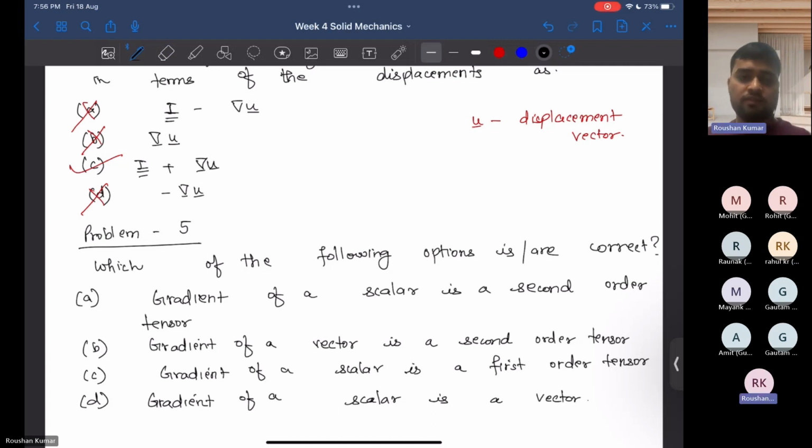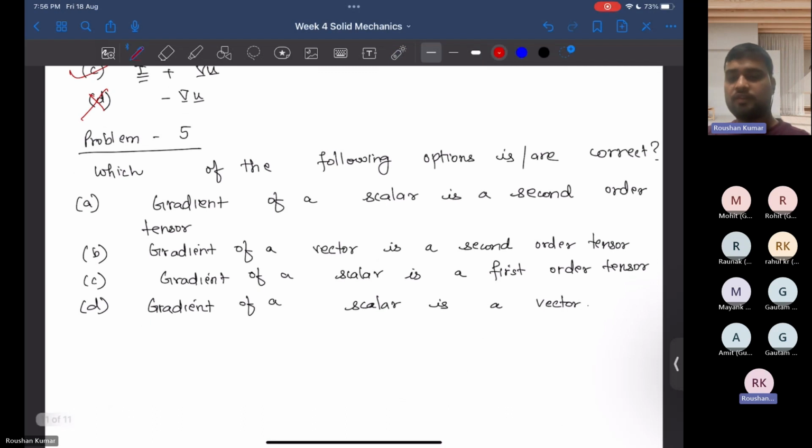So the question is: which of the following options are correct? Gradient of a scalar is a second order tensor. Gradient of a vector is a second order tensor. Gradient of a scalar is a first order tensor, and the gradient of a scalar is a vector.